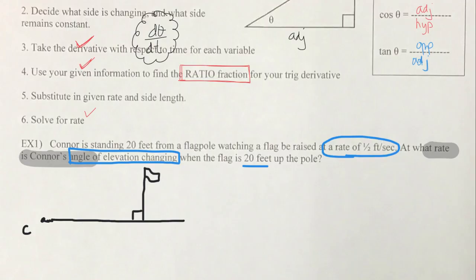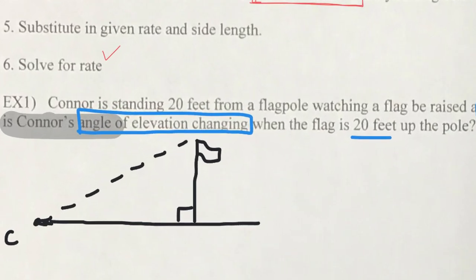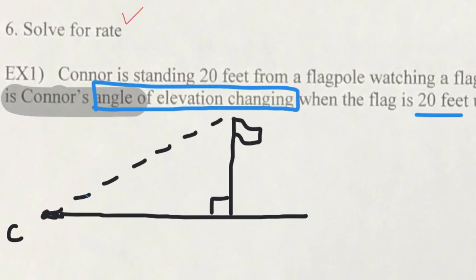So the flag pole and the ground make a 90-degree angle. That's one of our assumptions, that we're not on a hill or a slant. So we can connect Connor with the top of the flagpole to create a right triangle, because this is our angle of elevation. The angle of elevation is formed with Connor and the ground. And as the flag goes up, Connor looks up, because his eyes are following the flag.